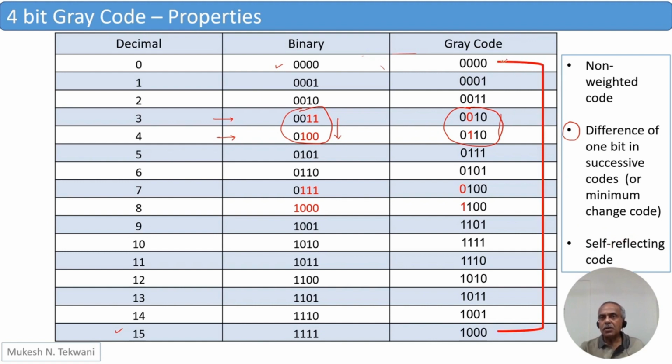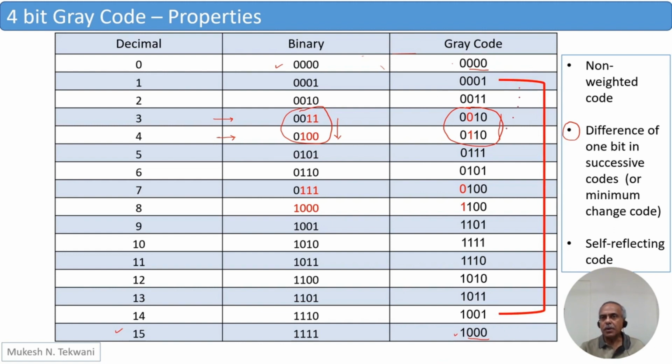Let us consider the first gray code 0000 and the last gray code, which is for decimal number 15. Observe that the last three digits of this are 000, and the last three digits of this are 000, and the difference in the two codes is only in the most significant bit. Here the most significant bit is a 0, and for this the most significant bit is 1.